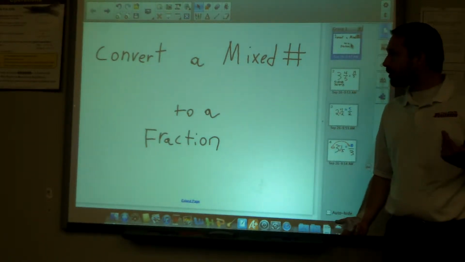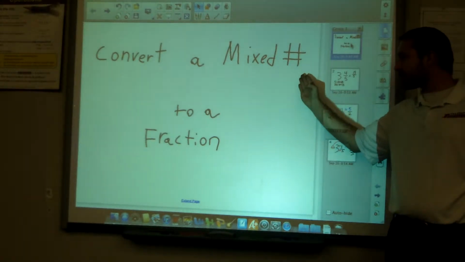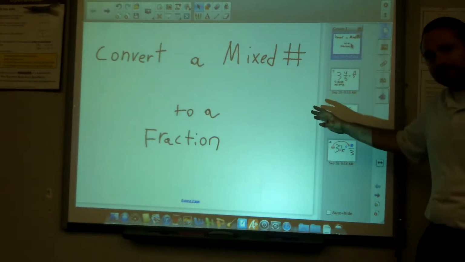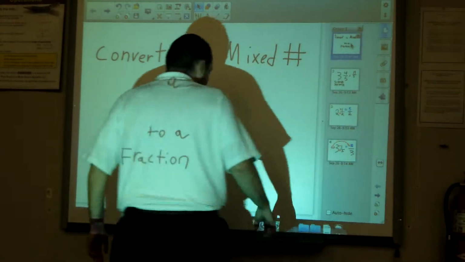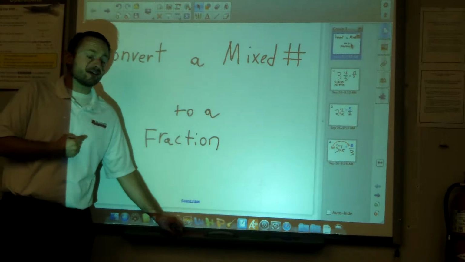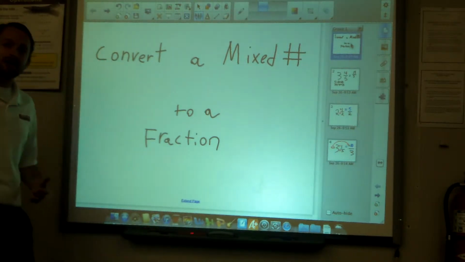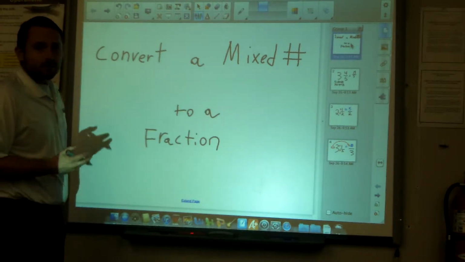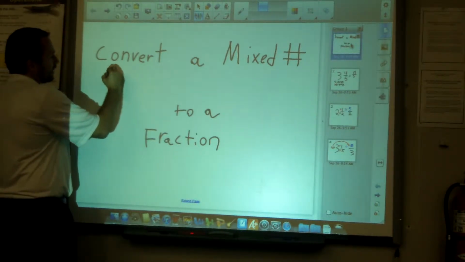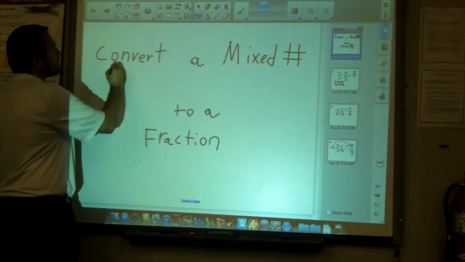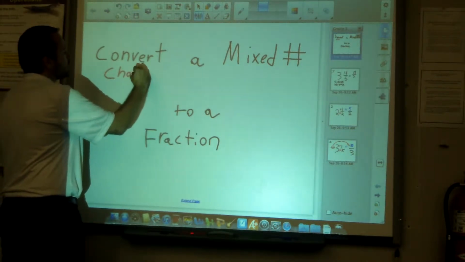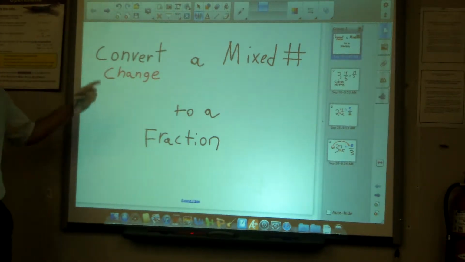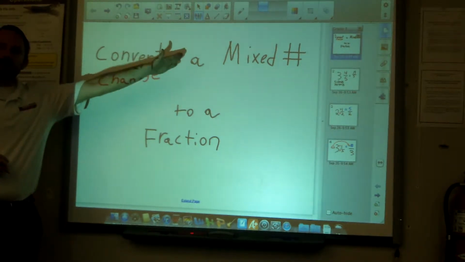Hi guys, so today we're going to learn how to convert a mixed number to a fraction. Before we begin, I want you to write this down on your paper, leaving space, because we're going to write our other words right here. Convert means to change. So I'm going to go right underneath and write change. So I'm going to change a mixed number.